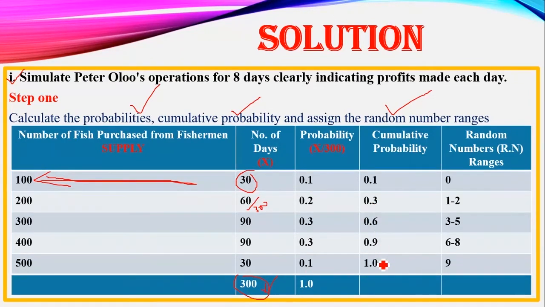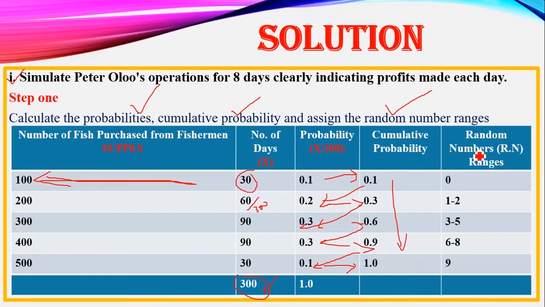Then to get the cumulative probabilities, you have to add. So cumulative, you are accumulating the probability, so you are adding up the probabilities. We start with the probability for the first category. For the second one, you add 0.2. So 0.1 plus 0.2 gives you 0.3. Add 0.3, it gives you 0.6. Add 0.3 to give you 0.9. Add 0.1 to give you 1.0. And these represent the cumulative probabilities. The next thing is random number ranges. To get the random number ranges, this is what I normally do.